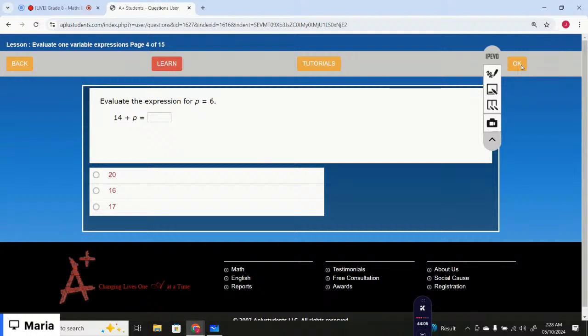Yes, you need to add. So 14 plus 6 is very good. Option number 1 is the correct option. Okay, you can complete the lesson by yourself later today. Let me just move on to the next lesson because this is too easy, isn't it?